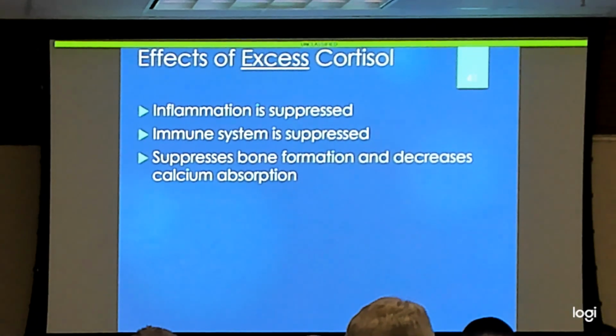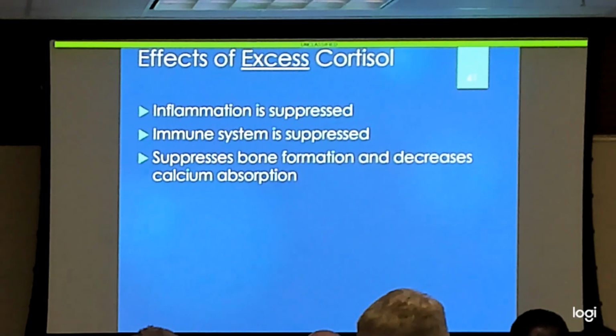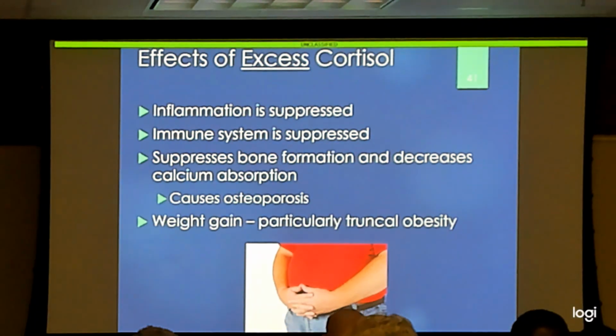Another thing, if I have too much cortisol, it suppresses bone formation and decreases the calcium absorption of the bones. So what would you get as a result of that? Exactly, osteopenia, osteoporosis, either one. So long as the patient has too much cortisol, that's going to happen. Weight gain, of course, I should put that at the top, right? Weight gain, particularly truncal obesity.